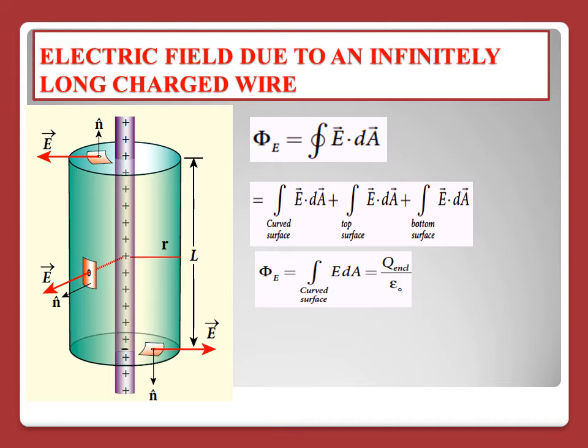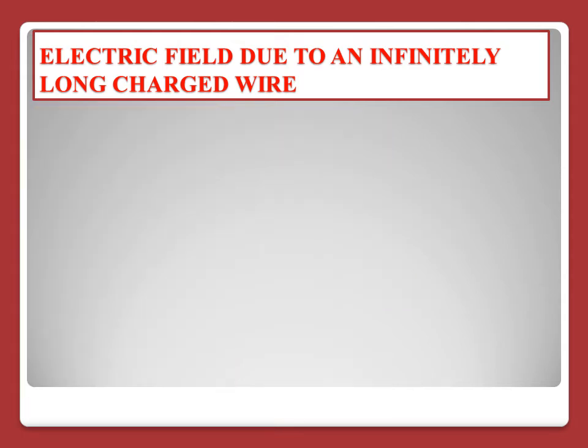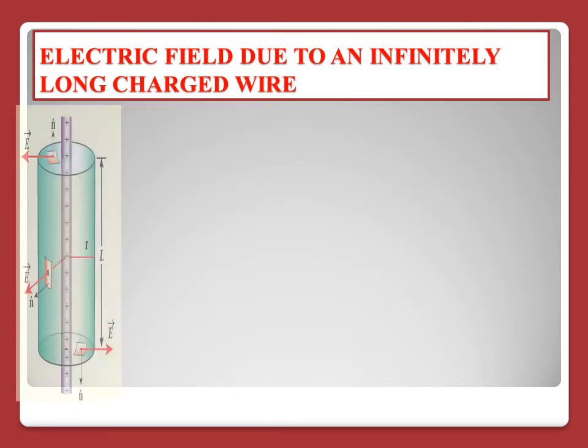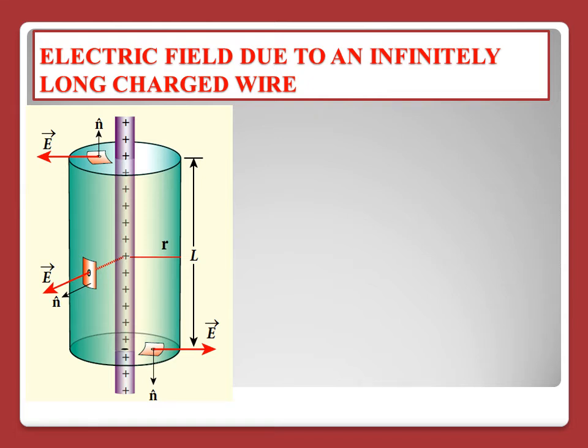Now we'll have to find out what is the total charge that is enclosed in the surface. Q enclosed will be equal to lambda into L, where lambda is the linear charge density into L, the length of the cylindrical Gaussian surface. Therefore, on substituting, you get your value as E integral of dA curved surface is equal to lambda L by epsilon naught.